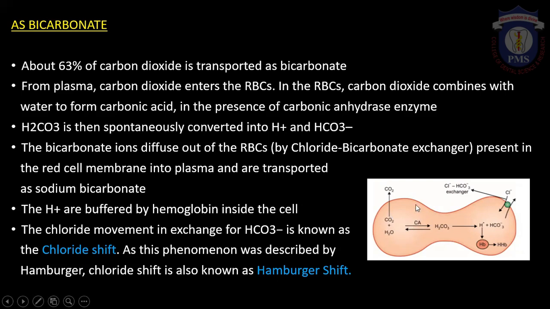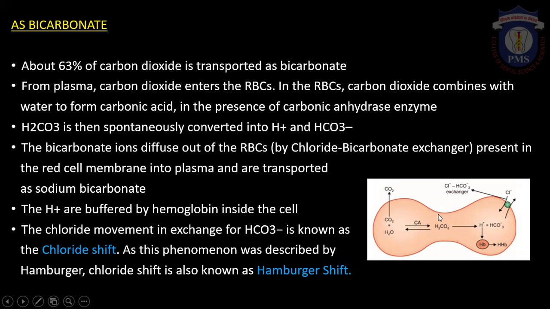So why is this reaction taking place within the RBC? Why can't all these reactions take place in the plasma? The answer is the enzyme that catalyzes the reaction, that is the carbonic anhydrase, is present only within the RBC, and that is why the carbon dioxide that reaches the plasma enters inside the RBC. Okay, within the RBC, the carbon dioxide combines with water to form carbonic acid in the presence of carbonic anhydrase.